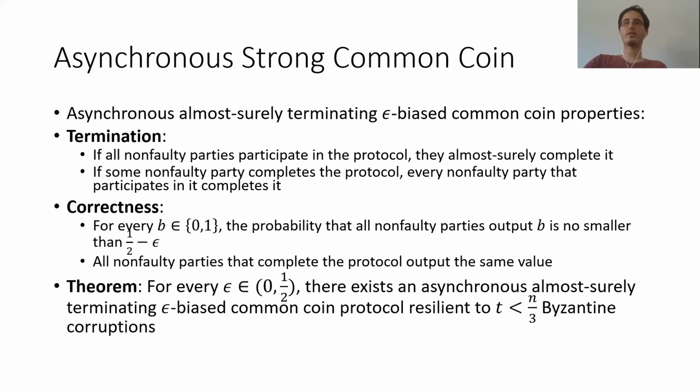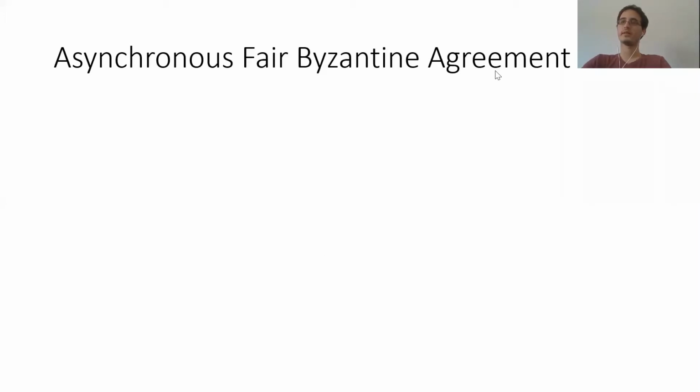Now, the upper bound is as follows. For every epsilon between 0 and 1/2, there exists an asynchronous, almost surely terminating epsilon-biased common coin protocol resilient to fewer than n/3 Byzantine corruptions, which is optimally resilient. So using weaker common coins, we know how to construct Byzantine agreement protocols. Now, using that stronger common coin, we show in the paper how to construct a fair Byzantine agreement protocol.